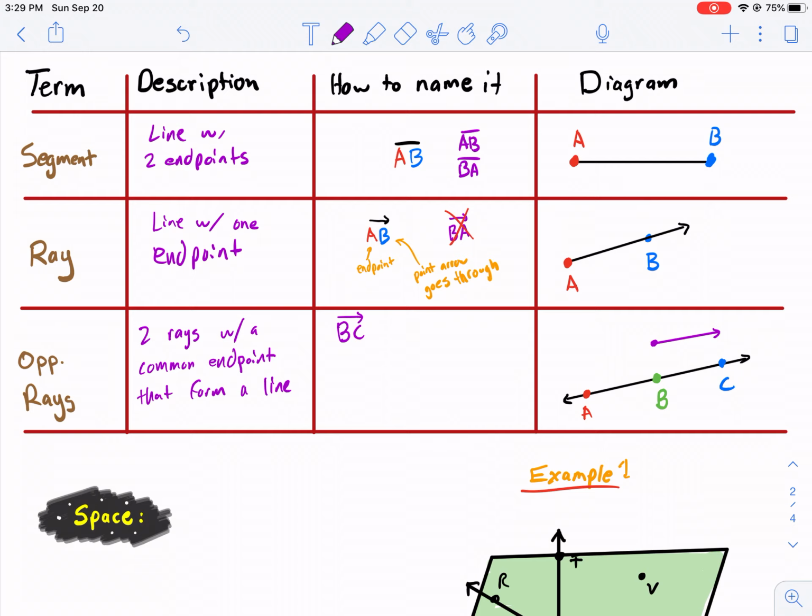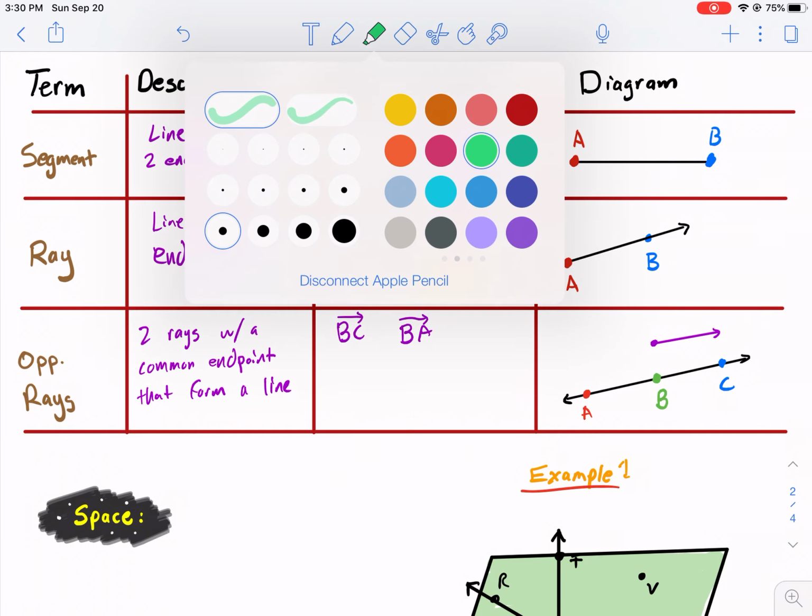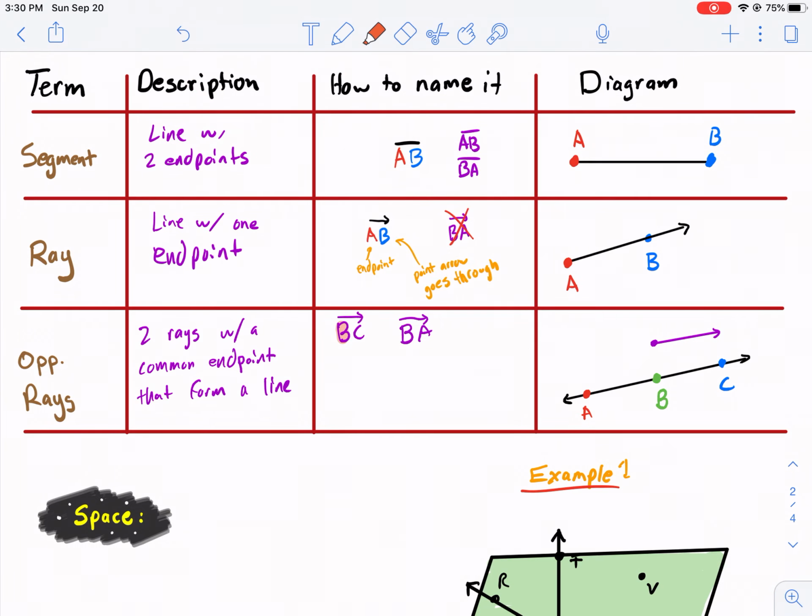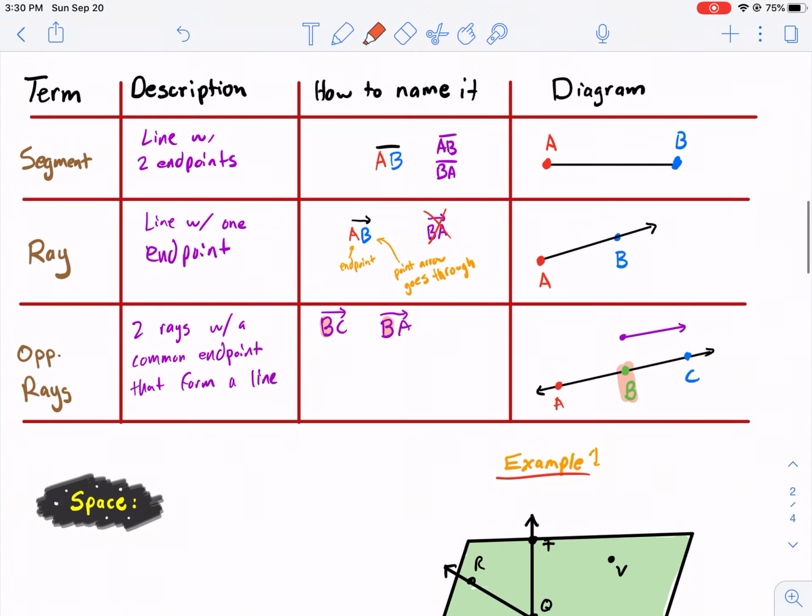Okay, now what we're going to do is make another ray, and the other one that shares that same endpoint is BA. So we have BC and BA, and those are opposite rays. Okay, but it's very important that they have to share the same endpoint. So let me highlight this here. This endpoint needs to be the same in both of those rays. That's what you call opposite rays.